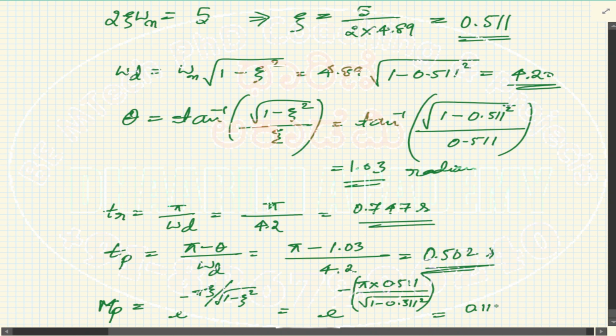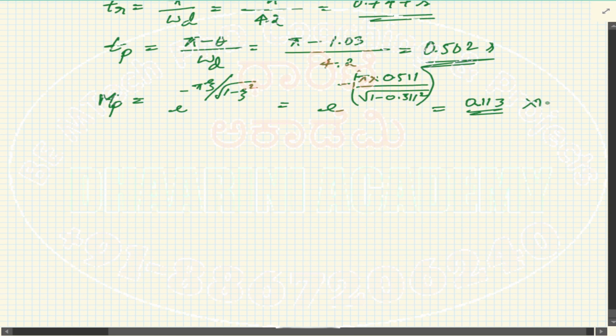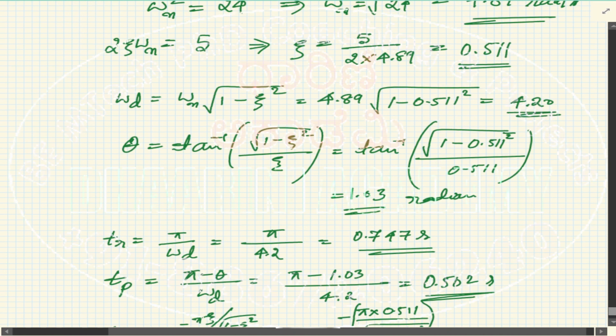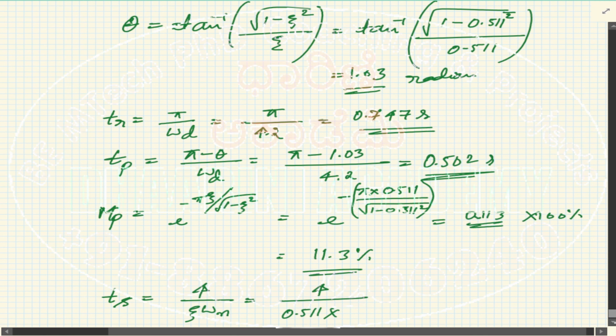So 0.113. Yes. So into 100, this gives you the percentage, right? 11.3% is the overshoot. Then settling time is 4 by zeta into omega n, 0.511 into omega n, how much? 4.89.